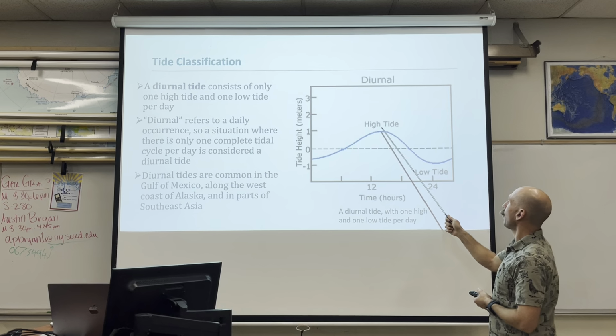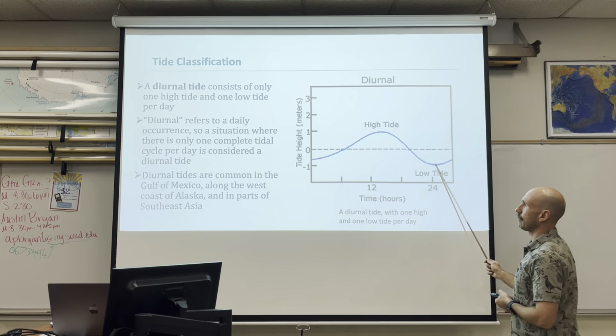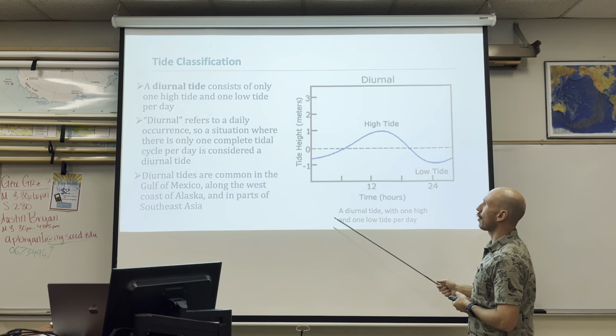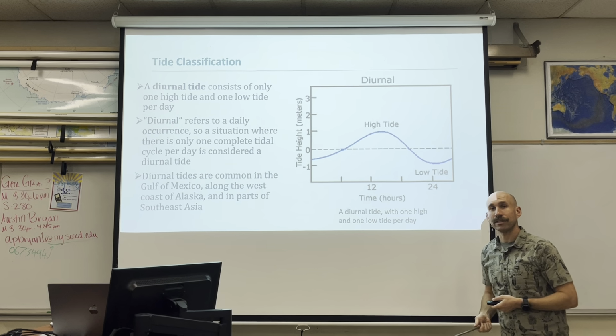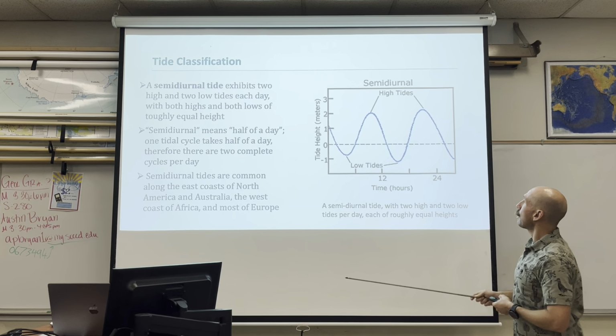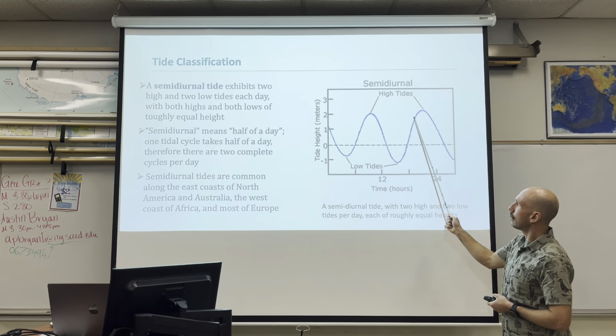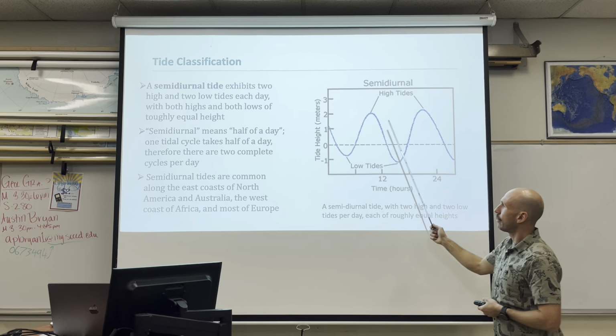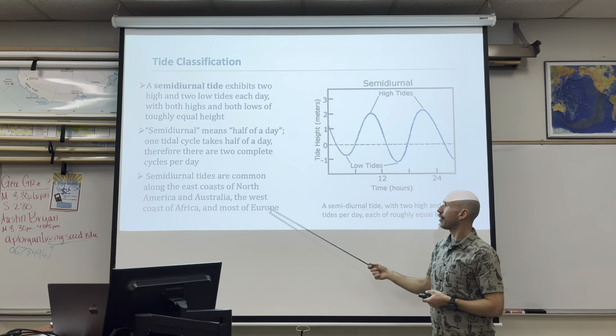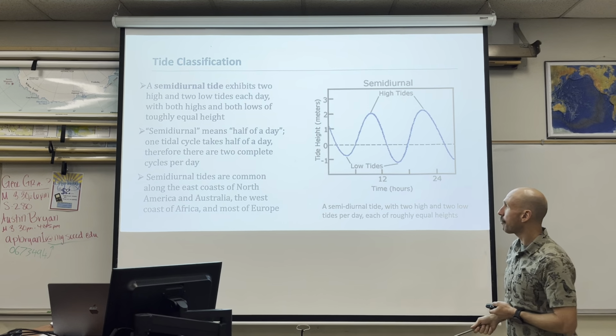Diurnal consists of 1 high tide, 1 low tide. Common in the Gulf of Mexico, west coast of Alaska, some parts of Southeast Asia. Semi-diurnal, 2 low, 2 high, equal to each other, found in North America, Australia, west coast of Africa, and some of Europe.